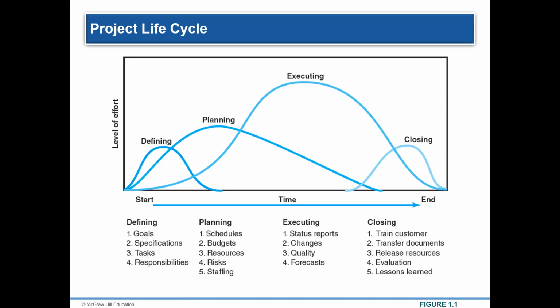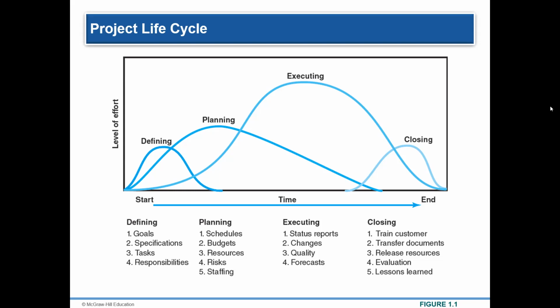Okay. Then when we get to the project, we start planning the project. So we put in the schedules, the budgets that we need to put in. We need to put in the resources, the risks attached to it, staffing, okay, and all the other miscellaneous items. And then in the execution, we get the status reports. Okay, we create the status reports, we create any changes, any quality, any forecasting that needs to be done, and we start to execute the project as we defined it and planned it, and we start going about it.